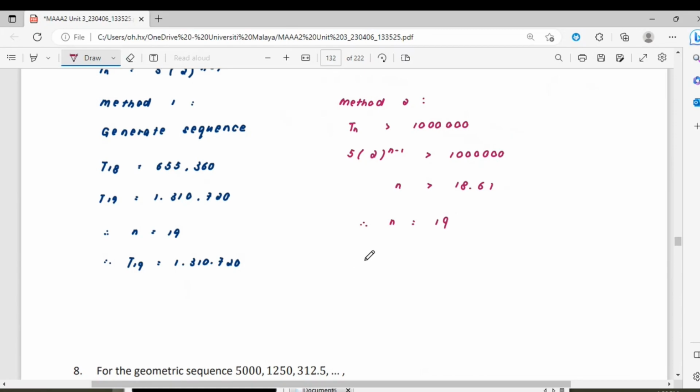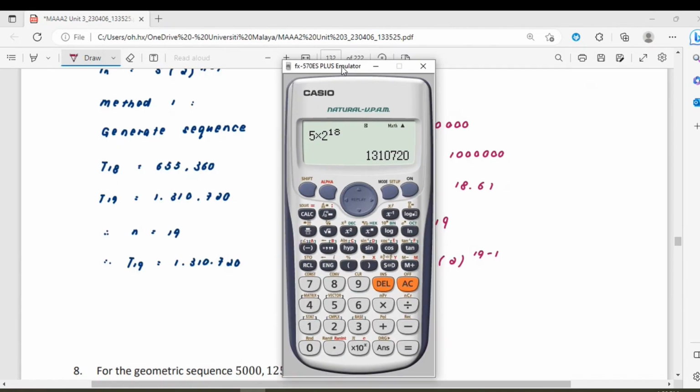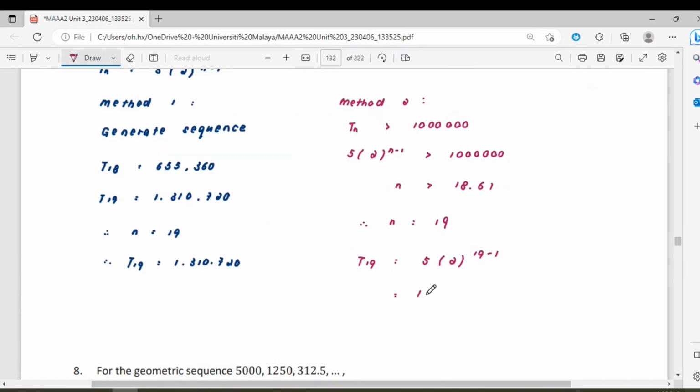Okay, so after you get 19, then only you try to substitute back into the equation. So 5 times 2 to the power of 19 minus 1, because you imagine if you are using this method, then you are not getting this value first. So that's why you can just do your calculation in your calculator. So 5 multiply 2 to the power of 19 minus 1 is 800,000-something. Then you should be able to get the exact same number here. Then we just write down our answer. Okay, so that's method 2. So during exams, either one you can use, depends on which one you prefer.